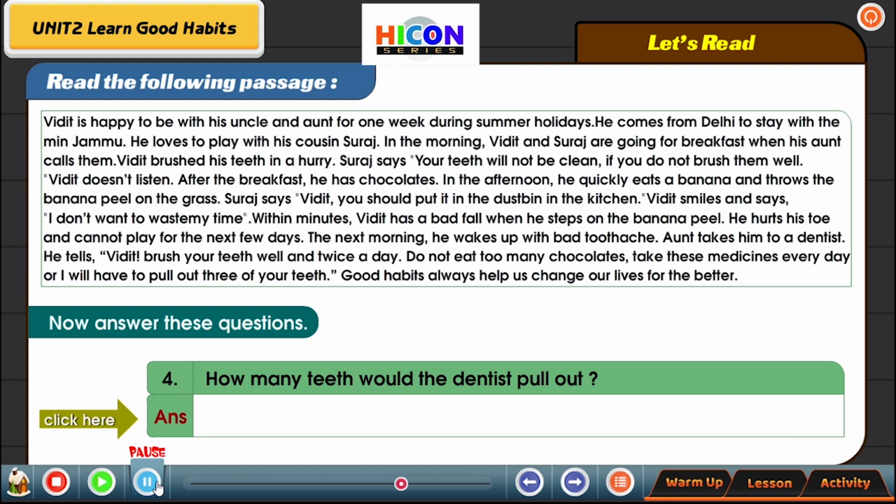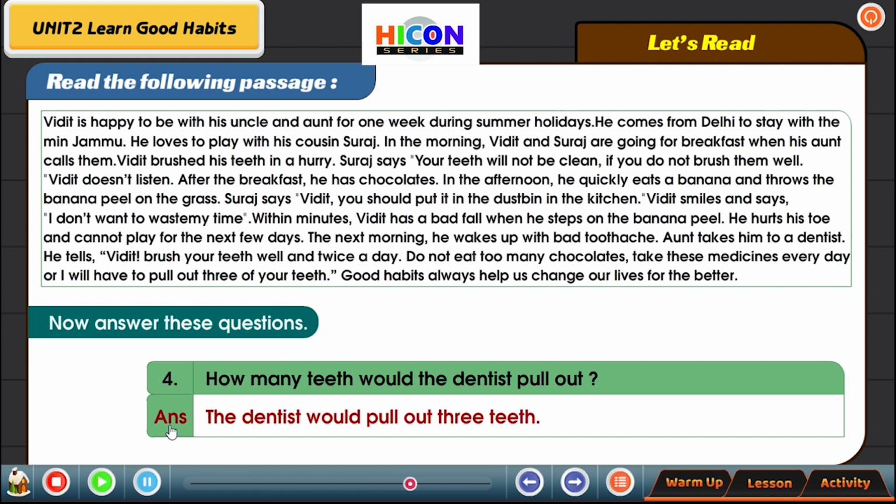How many teeth would the dentist pull out? So the dentist warned him, na? If you do not take care of your teeth, if you do not brush your teeth twice a day and reduce eating the number of chocolates, then next time I'll pull how many teeth? The dentist would pull 3 teeth.